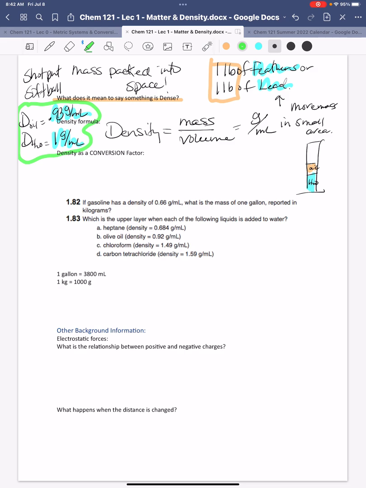Okay, so let's just say that in my graduated cylinder right here, I had 35 milliliters of water, and I wanted to know what the mass of that water was. I mentioned early on in our discussion that density is a way for us to convert between volume and mass. I want you to see how that works.